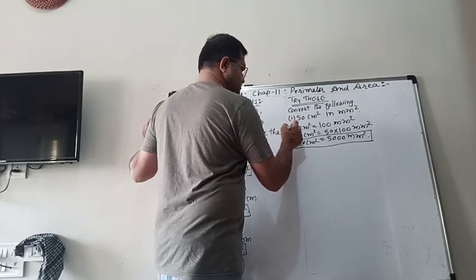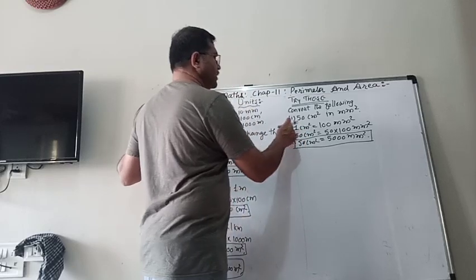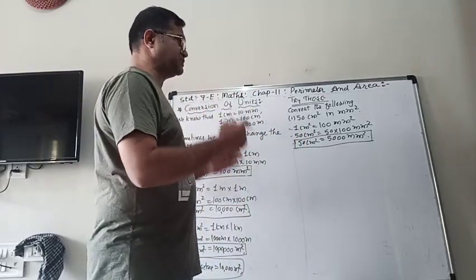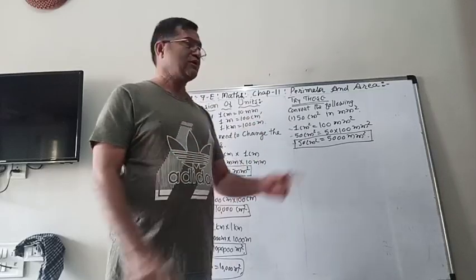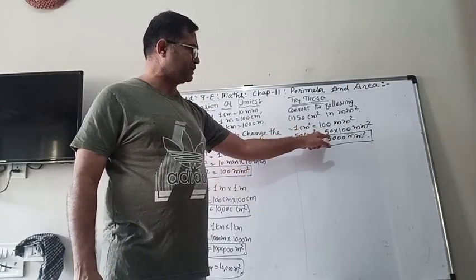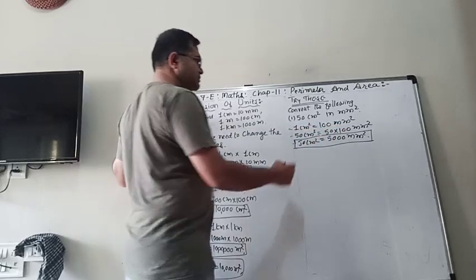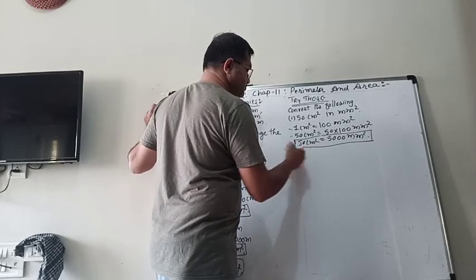So this should be in your mind, the conversion from centimeter square to millimeter square. For 50 centimeter square we have to multiply with 50. So 50 multiplied by 100, you get 5000 millimeter square.